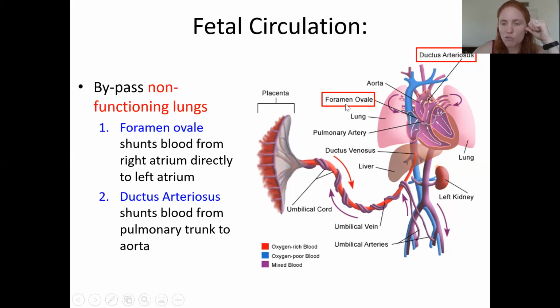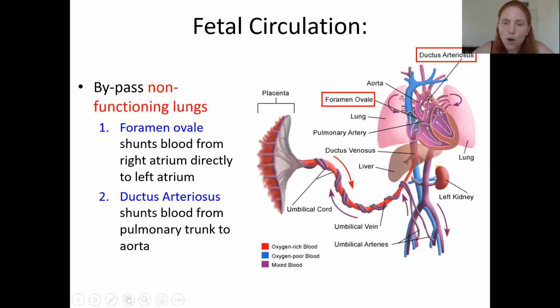Remember foramen means hole. So it's an oval hole that is located right between the right atrium and the left atrium. Because you don't need to do the pulmonary circuit, there's no reason not to just do a shortcut from the right atrium directly to the left atrium. That will then take you down to the left ventricle and you can just pump back to the body. Okay, so that's the first one, the foramen ovale, a hole between the two atria.